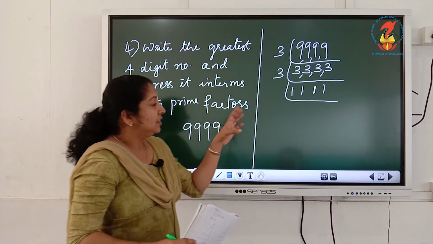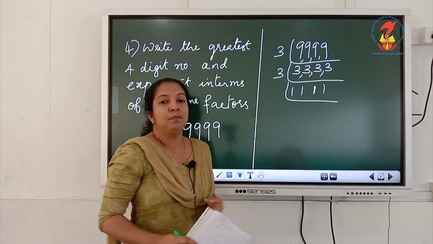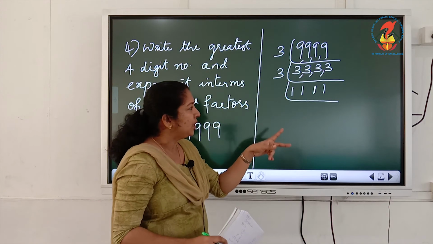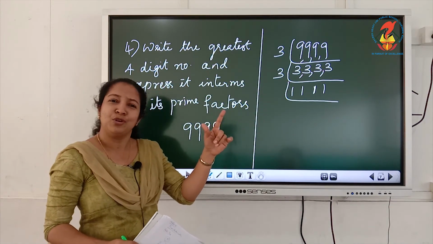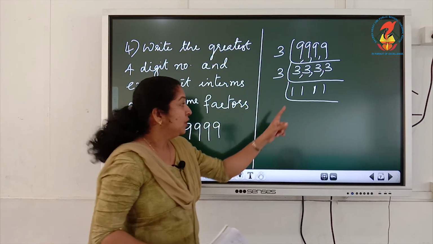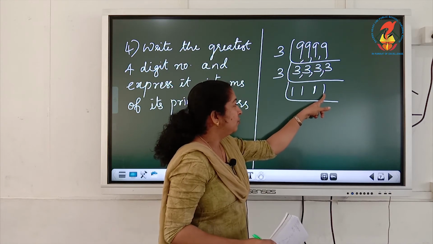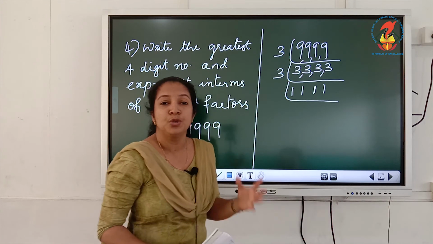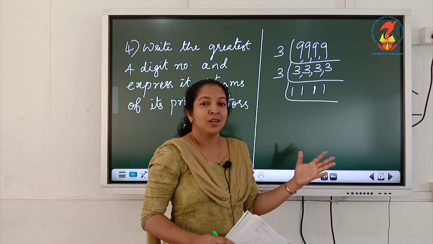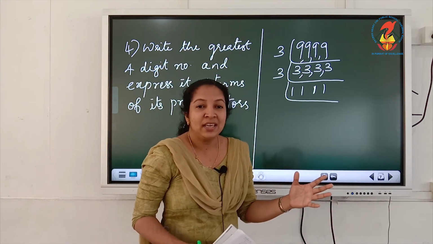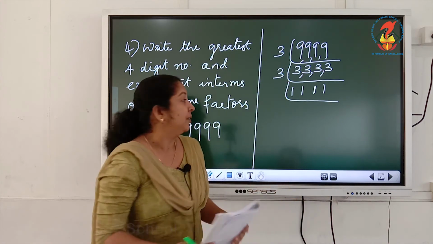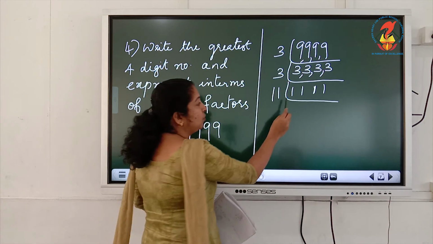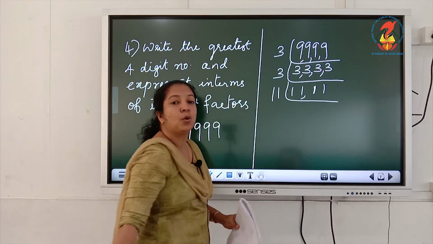Which is the number which we can divide by this? It's clearly not possible for 2, 3, 5, then check for 11. For 11, what do you have to do? Odd, even. So odd: 1 plus 1, 2. Even: 1 plus 1, 2. 2 minus 2 is 0. So we can divide it by 11. First we have to take 1, not possible. So 11 as a whole.